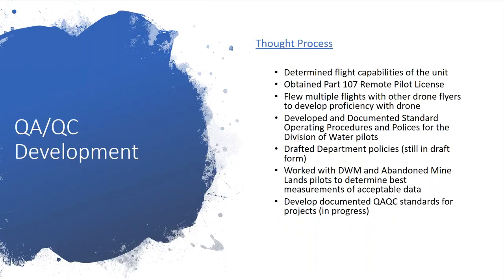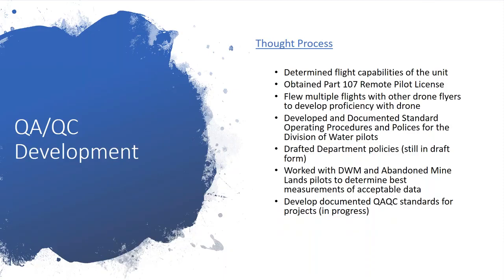We developed and documented some standard operating procedures for each individual piece of equipment that we use and each process that we fly. And then we also came up with some overall policies for the Division of Water pilots, what you can and can't do with the drone, that you do have to have a visual observer on site with you all the time, and some really specific activities that are prohibited for us to do. And then also what the missions are going to be, what we're going to use the data for.